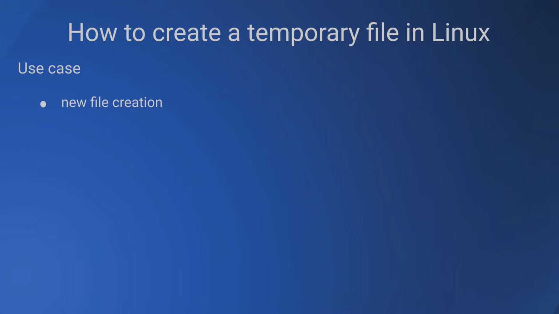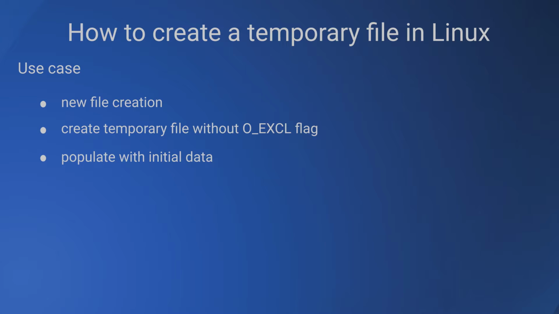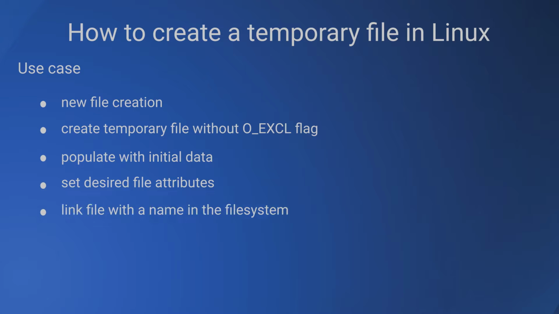A use case of this is when you are creating a new file and you wish to make the file available when it is ready. You can create a temporary file, populate it with initial data, set file attributes with calls like fchown, fchmod, and fsetxattr, etc. And when it is ready, it can be linked with a file name in the file system and made available to its users.